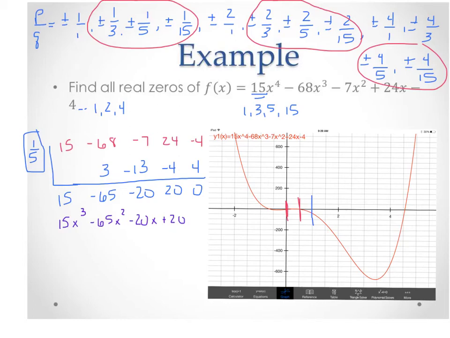Alright, so one thing that we want to look at is since we're finding all the zeros, this is essentially equal to 0. So if it's equal to 0, what we can do is divide the entire thing by 5. And so that will give us 3x cubed minus 13x squared minus 4x plus 4. Now if we look at our rational zeros, our list is going to be a lot smaller because we're just going to have 1, 2, and 4 over 1 and 3. So it's plus and minus all of those, but it does make our list a little shorter.